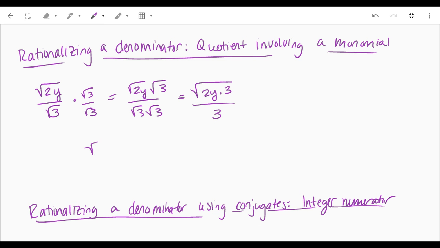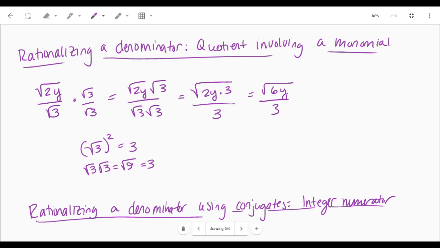Okay, now square root of 3 times square root of 3, that's just 3. You're basically doing the square root of 3 squared, and those are inverses, so they undo each other. Okay, the other thing you can think about is doing it like the square root of 3 times square root of 3, which would be square root of 9, which is 3. Okay, but that's going to be it then. So your final answer is square root of 6y over 3. Okay, it's going to be that simple for those.